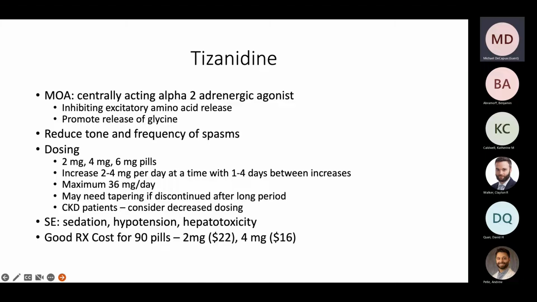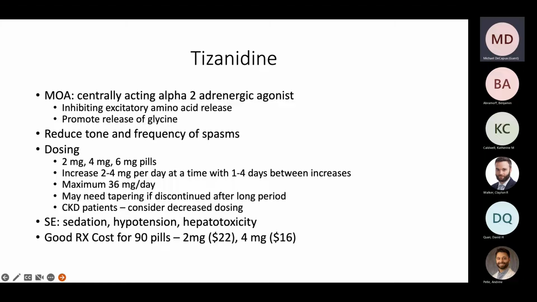Next is tizanidine. Tizanidine is a centrally acting alpha-2 adrenergic agonist, works by inhibiting excitatory amino acid release and promoting glycine. It's said to work with spasticity by reducing tone and the frequency of muscle spasms. It does come in 2, 4, and 6 milligram pills, and the suggested increase is by 2 to 4 milligrams per day with a couple of days between increases, with a maximum dose of 36 milligrams a day.